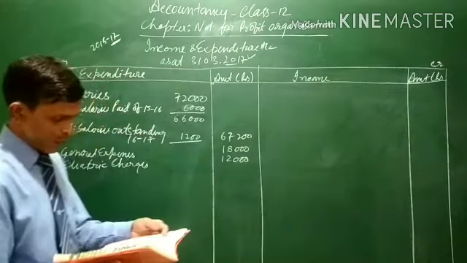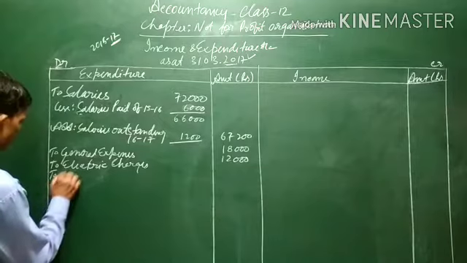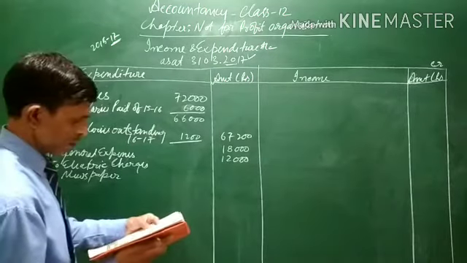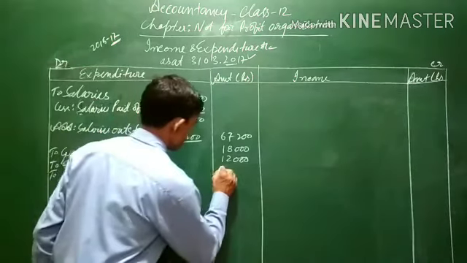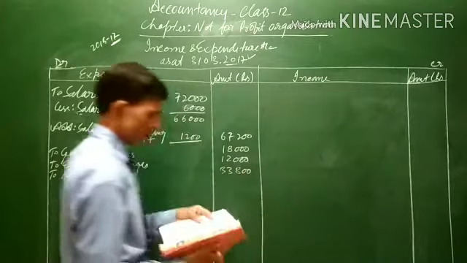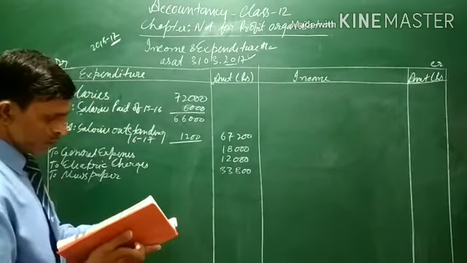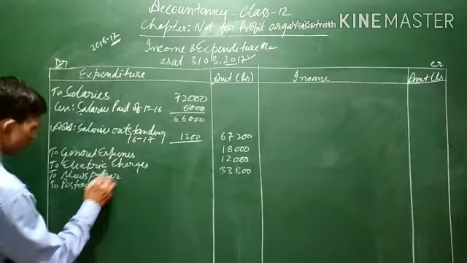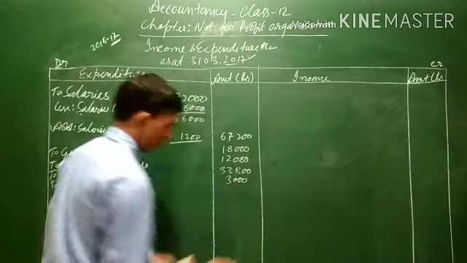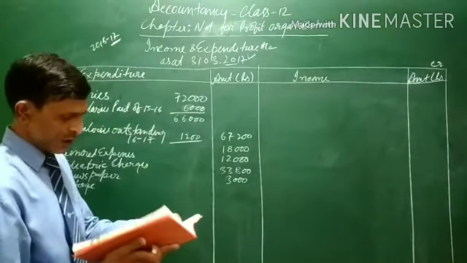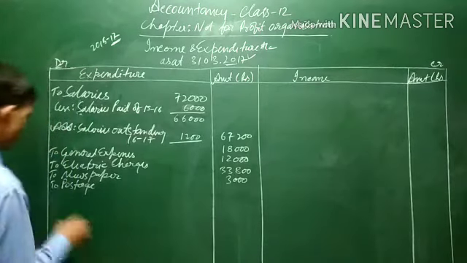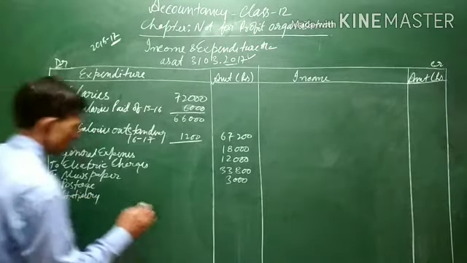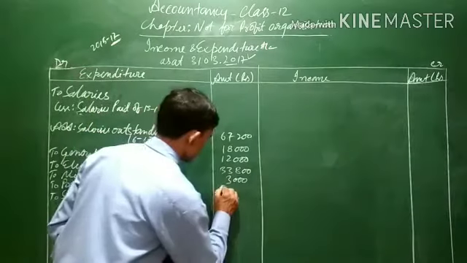Next is newspaper. To newspaper. Amount is 33,800. Next is postage also, that is of 3,000. To postage. Postage 3,000. Next is stationery 40,000. To stationery. Amount is 40,000.